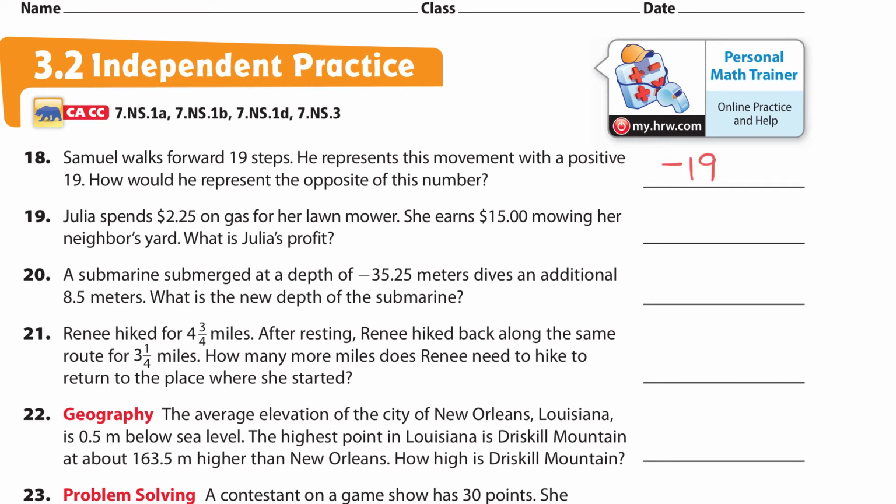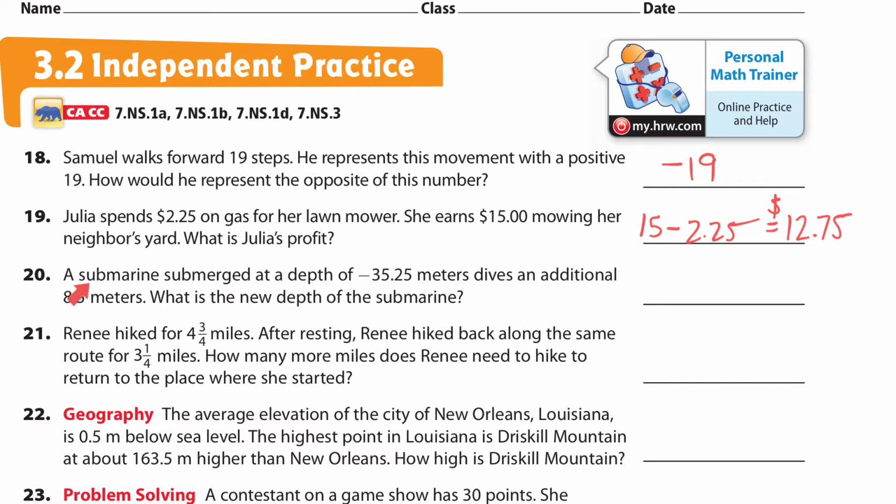Julia spends $2.25 for her lawnmower gas. She earns $15 mowing her neighbor's lawn. What is the profit? Well, the profit is the difference between what you spend and what you've earned. So earning $15 and subtracting $2.25. That's really cheap on gas. And so maybe calculator, $12.75, I believe. And I'm always checking my answer. Okay, so that all looks good.